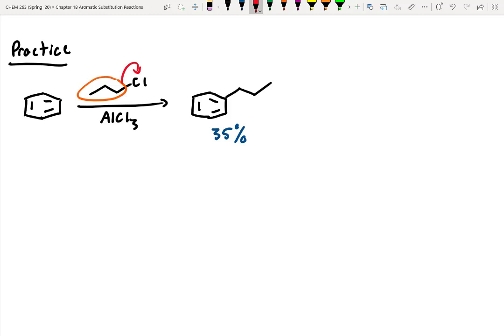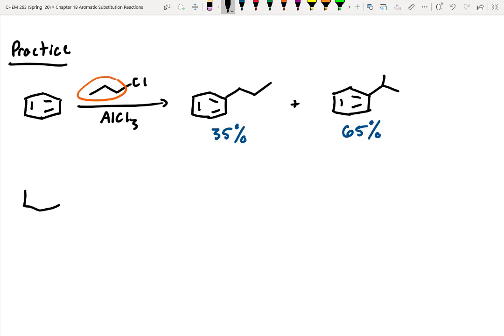primary carbocation on this carbon. That doesn't want to happen. It'll quickly rearrange and give us a secondary carbocation. So see if you can practice that at home. Make sure you're comfortable drawing carbocation rearrangements. But the major product you'll get out would be isobutylbenzene, and you get that at about 65%. So you can see the rearrangement is something you really need to be aware of.